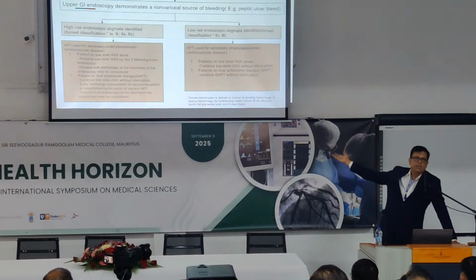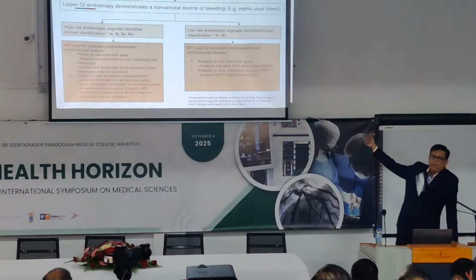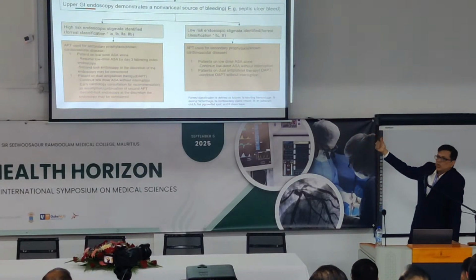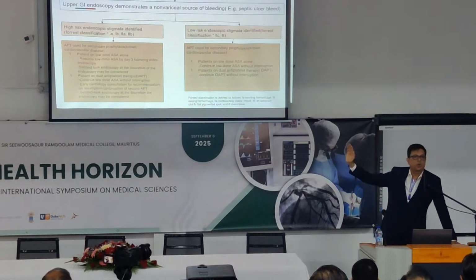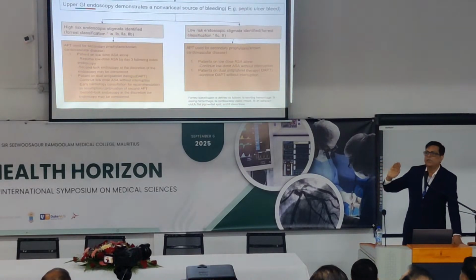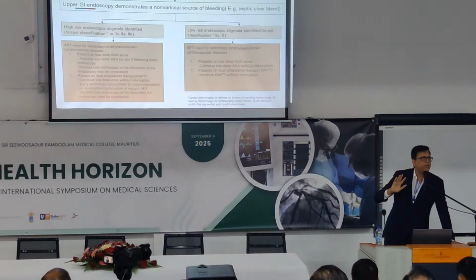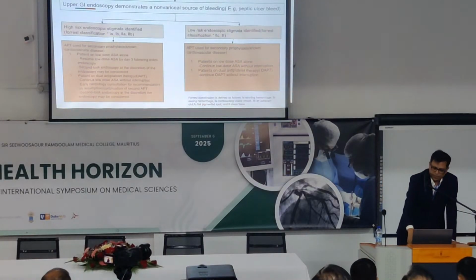Because the patient has just had a PCI, we can't dare to stop this unless there is no way out. But if it's a low-risk Forrest classification, which is 2C and 3, then there is no need to stop. You can continue. If the patient is on a single antiplatelet, you can continue. If the patient is on dual antiplatelet, you can continue. No need to stop.